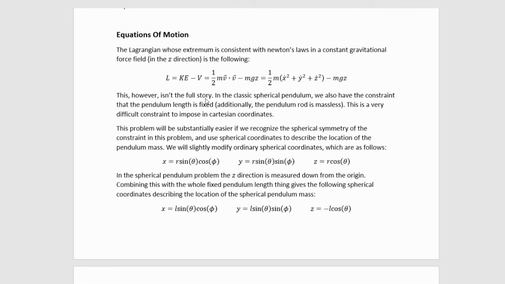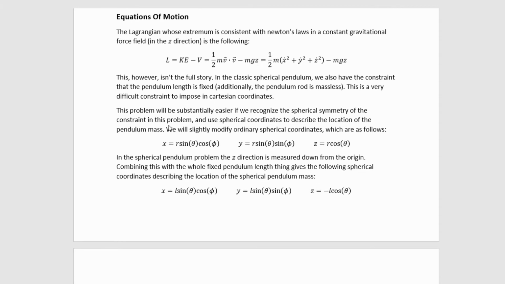This, however, isn't the full story. In the classic spherical pendulum, we also have the constraint that the pendulum length is fixed. It can move around at any point on the sphere, but the length is fixed, and it's actually that which makes it a spherical pendulum. Additionally, the pendulum rod is massless, which is a usual approximation in this kind of physics at this level. This is a very difficult constraint to impose in Cartesian coordinates. This problem will be substantially easier if we recognize the spherical symmetry of the constraint in this problem and use spherical coordinates to describe the location of the pendulum mass.